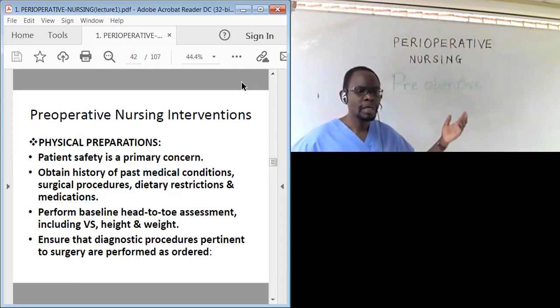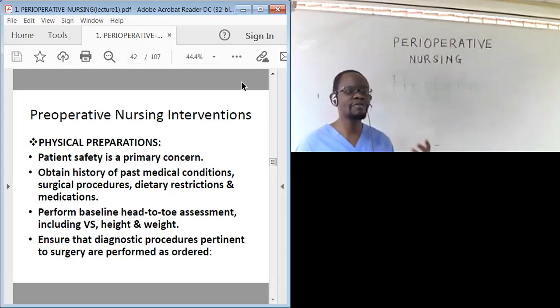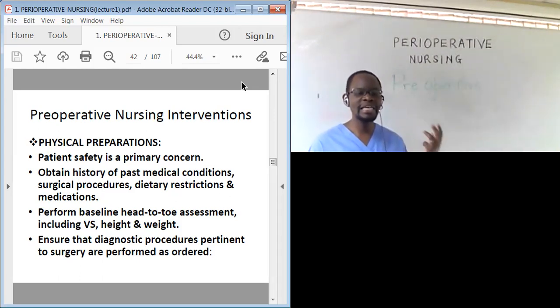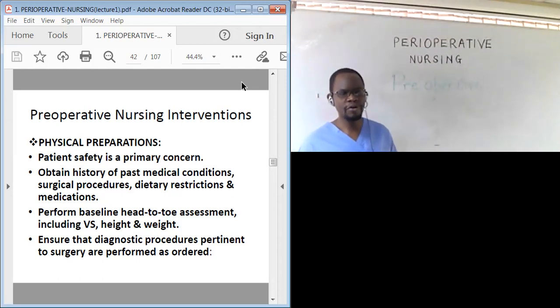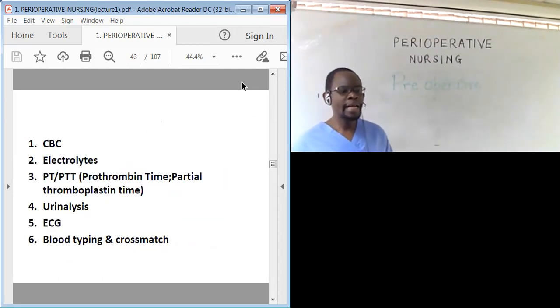Like, for example, if a patient is to undergo some kind of cardiac surgery, then ECG, maybe echo, is pertinent to this procedure. If a patient was to undergo an abdominal procedure, then probably ultrasound was pertinent to this. So it is necessary to ensure that diagnostic procedures pertinent to surgery are performed as ordered before the surgical procedure. Now, what are some of the investigations that are basically done?